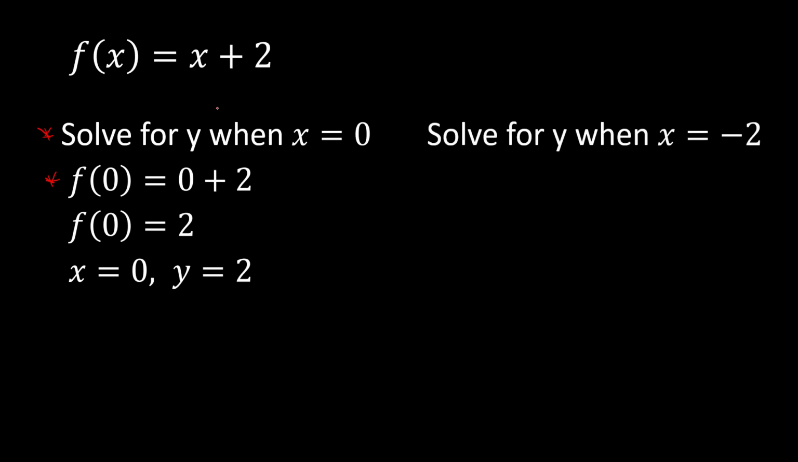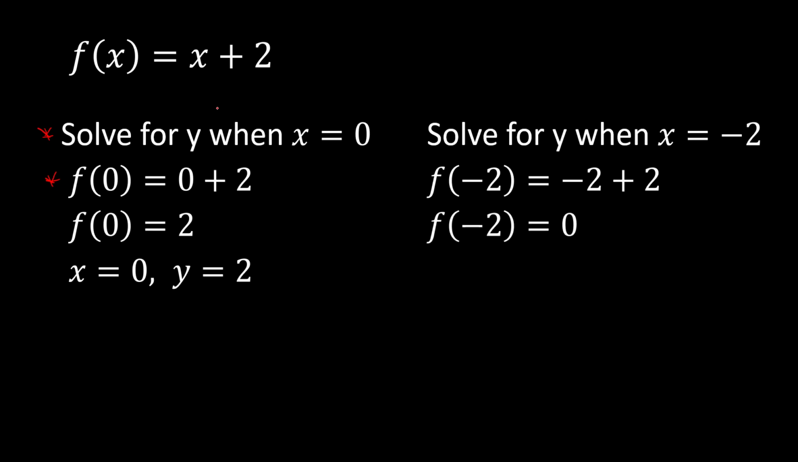Now it could also say solve for y when x is negative 2, or some other number. If x were negative 2, you'd put a negative 2 in for x. So instead of f of x, I can say f of negative 2. And then in place of x plus 2, I can have negative 2 plus 2. So f of negative 2 would just be 0. And what this means is that when x is negative 2, y equals 0.